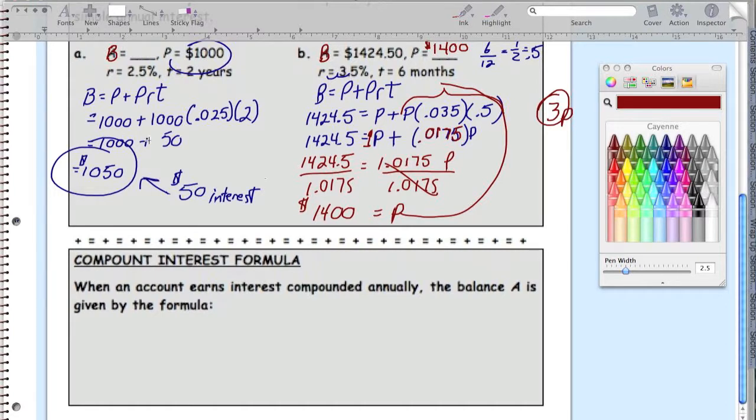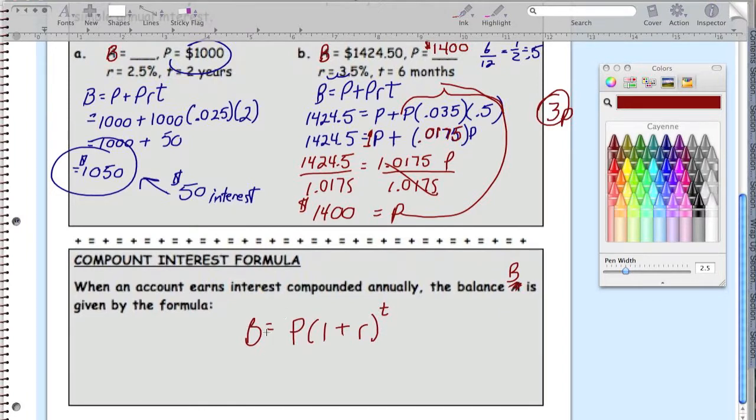All right, now that was all simple interest, which means your interest, the extra money you have, is based on whatever you start with, only your principal. So each year it keeps adding on based on what you put into your account, your principal. Compound interest is when an account earns interest compounded annually. The balance is given by this formula. B equals P times 1 plus R to the T, where T is an exponent.